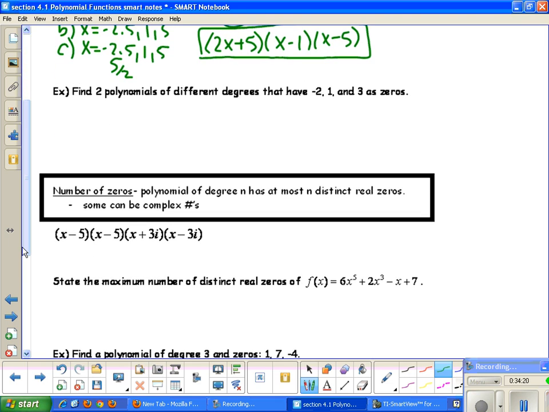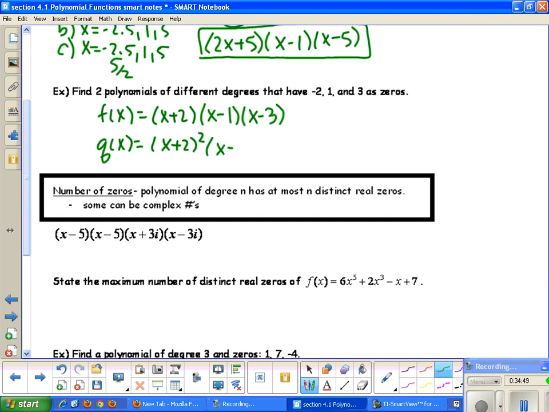Next one says, find 2 polynomials of different degrees that have negative 2, 1, and 3 as zeros. So for this, I know that if these are my zeros, one equation that I could have would be f of x is equal to x plus 2, because that would give me negative 2 as a 0, x minus 1, and x minus 3. If I wanted another equation, I would just change the power. So maybe q of x is equal to x plus 2 squared times x minus 1 times x minus 3 to the 10th or something.